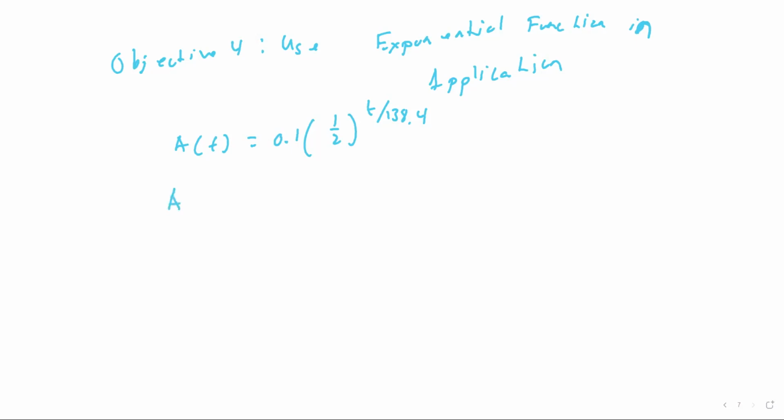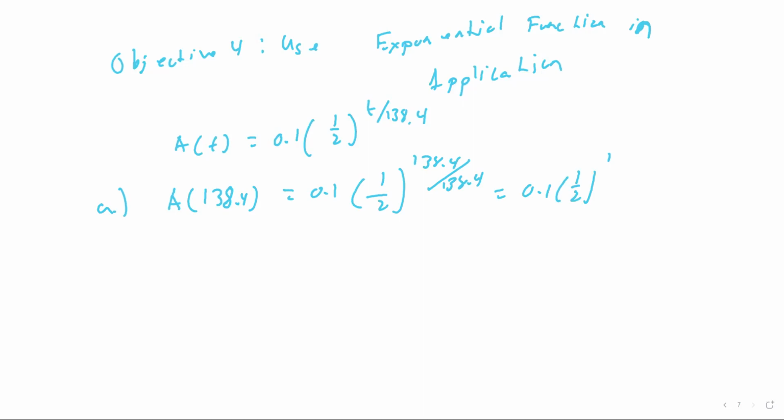So all you have to do is they give you a whole bunch of information. Just find the equation, and then it's going to give you parts. So in part A, it's going to say find A of 138.4. That one's actually easy because that gives you 0.1 times 1/2 to the 138.4 divided by 138.4, which will give you 1. So that's 0.1 times 1/2 raised to the 1. 1 to anything is the same. So what's half of 0.1? 0.05. But you can use a calculator for that. And so that one's real easy.